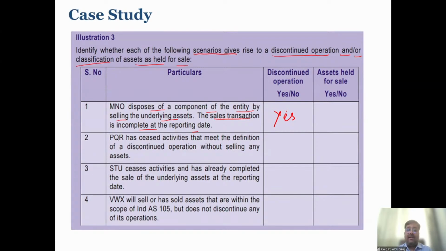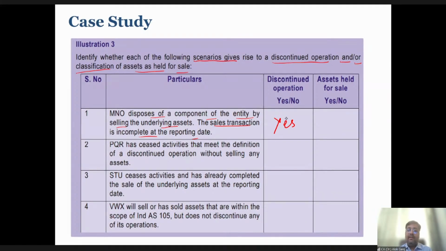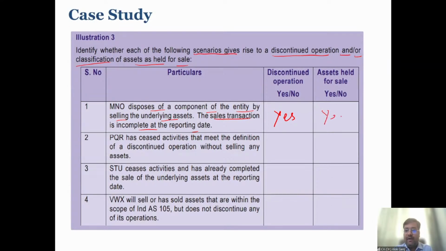So even if the sale transaction is not complete, they have disposed of it, they don't want to continue that segment. So of course it is a discontinued operation. But whether it is classified as disposal group held for sale? Yes, it will be classified as disposal group held for sale. Why? Because it is written that the entity wants to sell the underlying asset, the sale transaction is incomplete. So we are assuming that the HFS criteria is meeting.